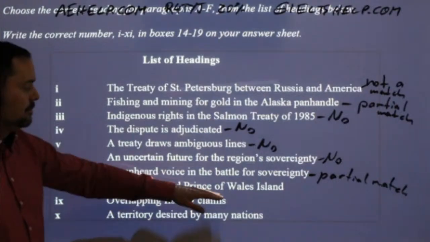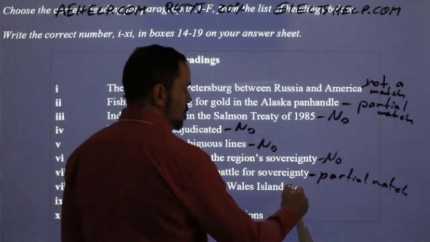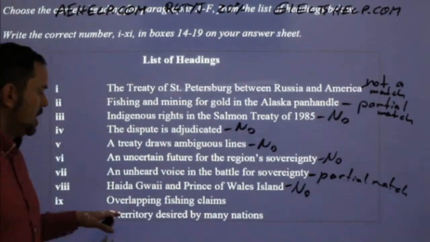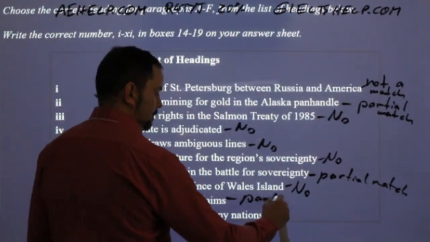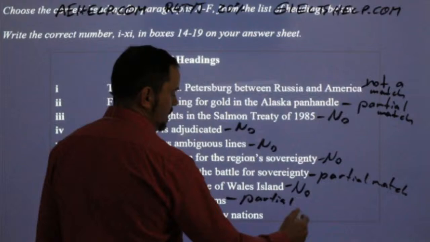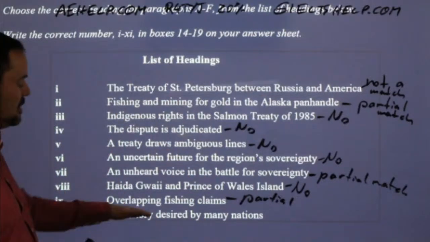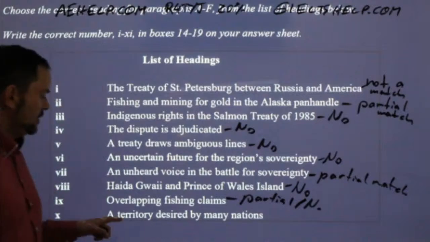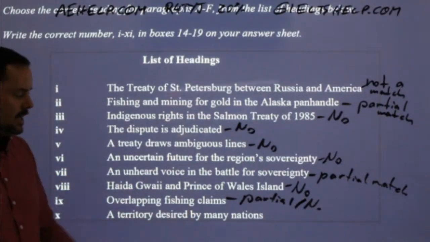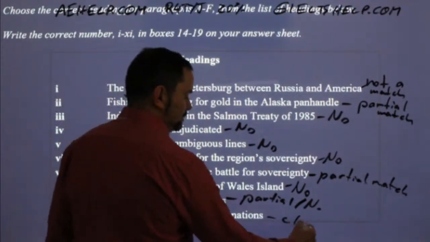Haida Gwaii and Prince of Wales Island, no, don't remember reading about that. Overlapping fishing claims, partial match. Well, no, it wasn't, kind of a partial match, or partial or no is what I would go with there. And then a territory desired by many nations. Okay, clear match.